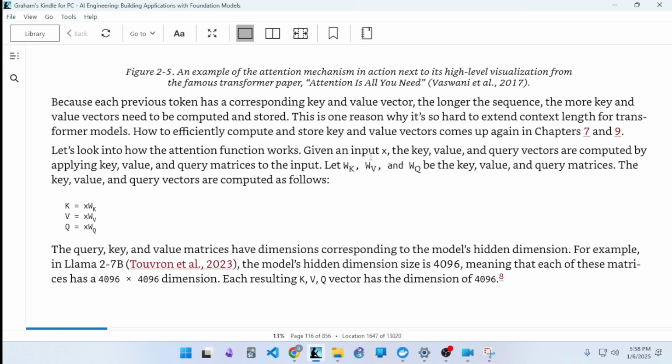The query, key, and value matrices have dimensions corresponding to the model's hidden dimension. For example, in Llama 2-7b, the model's hidden dimension is 4096, meaning that each of these matrices has a 4096 times 4096 dimension. Each resulting KVQ vector has a dimension of 4096. And remember, K is key, V is value, and Q is query.